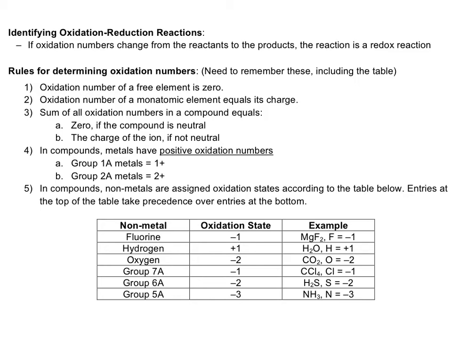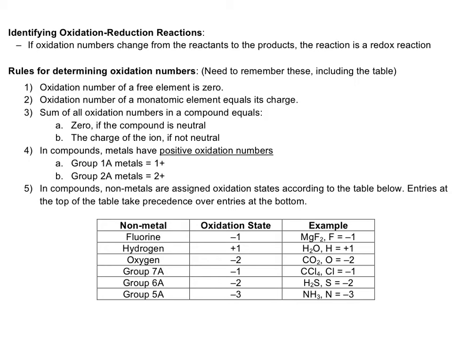All right. The fourth one is that in compounds, metals have positive oxidation numbers, and in group 1A metals, it's always going to be 1+, and group 2A metals are always going to be 2+. Okay, so this goes right along with the charges that we learned at the beginning of the year, so this shouldn't be new information. And then finally, in compounds, nonmetals are assigned oxidation states according to the table that's down below, and entries at the top of the table take precedence over entries at the bottom.